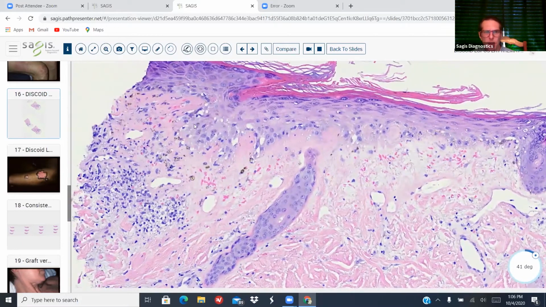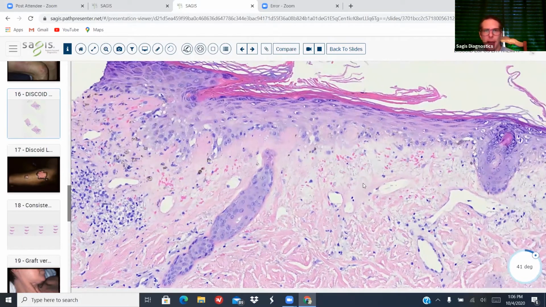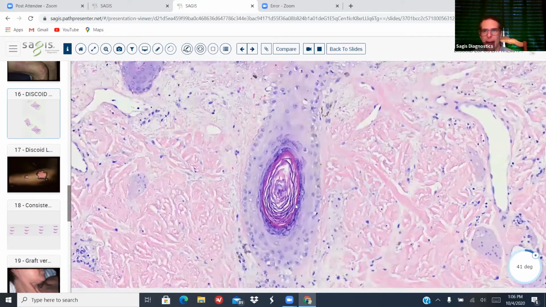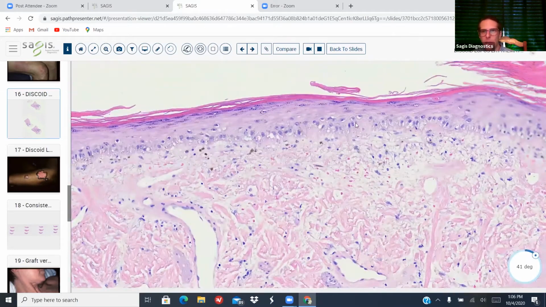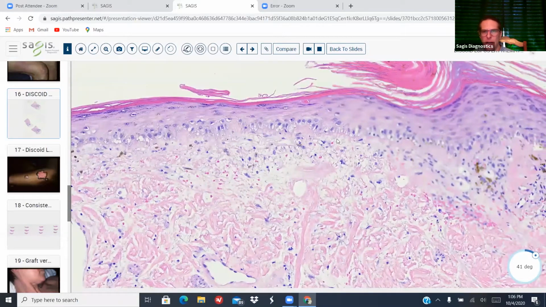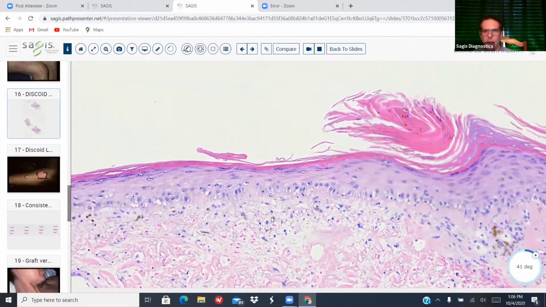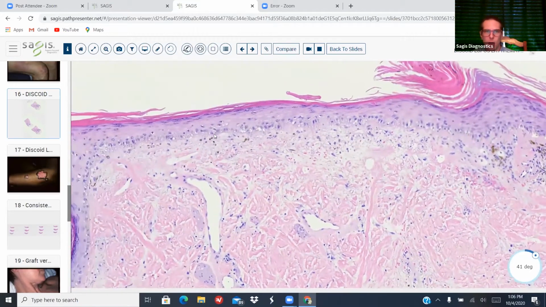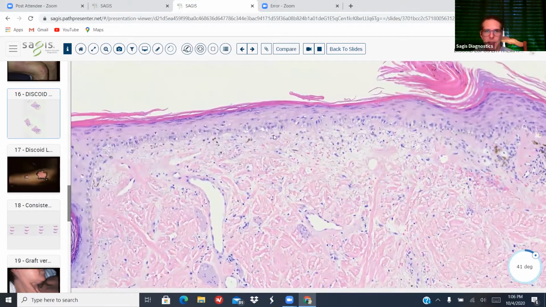There's one here. So again, we're dealing with an interface dermatitis. This one's more vacuolar because we have the spaces at the DEJ. There's a follicular plug. There's pigmentary incontinence dropout. Look, we have the squamatization of the basal layer, or the premature maturation of the basal layer.